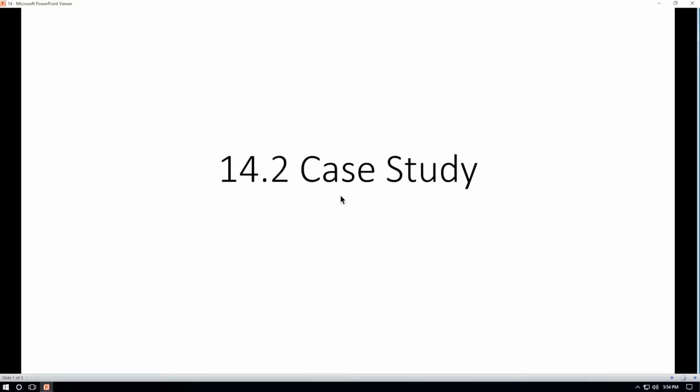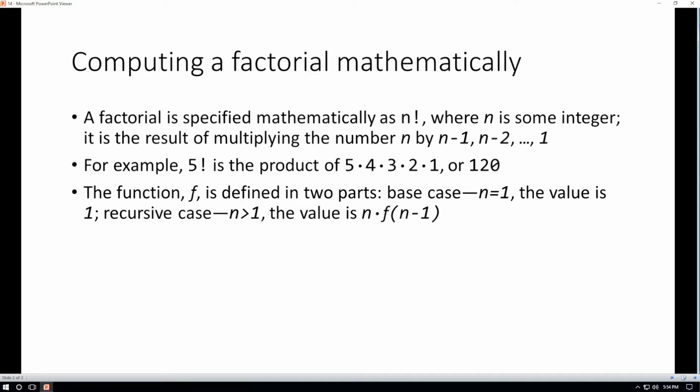In this section, we'll discuss a case study of computing a number sequence using recursion. A factorial is a mathematical term for a sequence of numbers that are multiplied together. For example, 5 factorial is the product of 5 times 4 times 3 times 2 times 1. The result is 120.